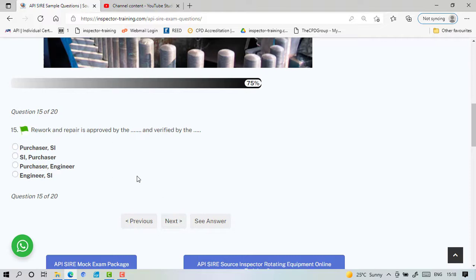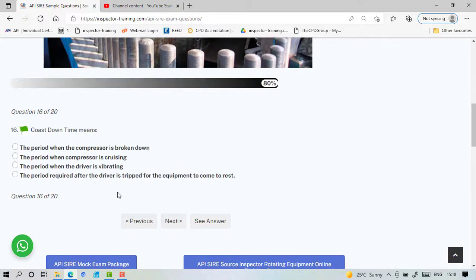Rework and repair is approved by the purchaser and verified by the source inspector. Coast down time means the period required after the driver's trip for the equipment to come to a rest. So it takes time once it trips, so that's called coast down time.